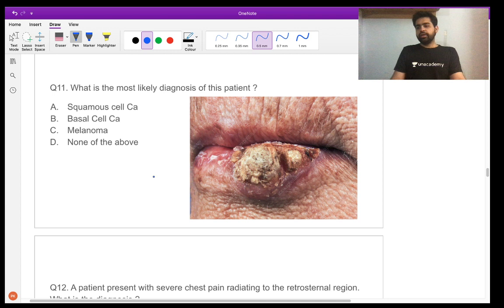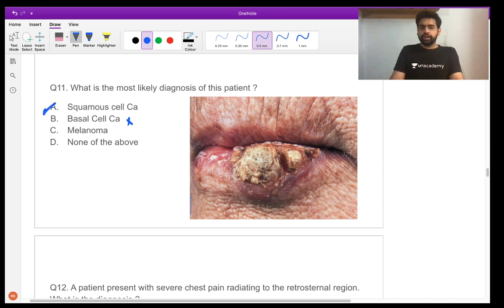So Danish is saying squamous cell carcinoma. Ekta, Karishma, what do you say? Shraddha is saying B, Ekta is saying A, Karishma is saying A. Understand, Shraddha, it is not basal cell carcinoma. It is not B. It is a squamous cell carcinoma.